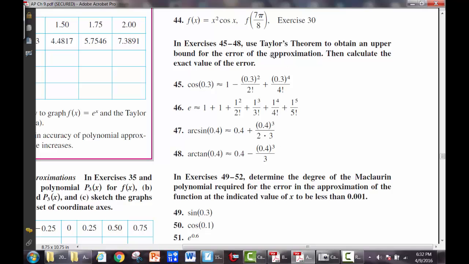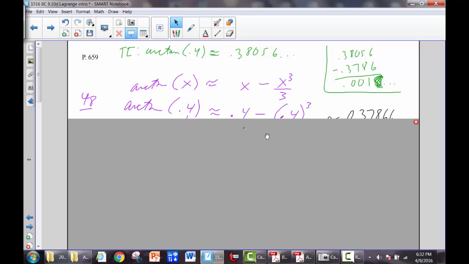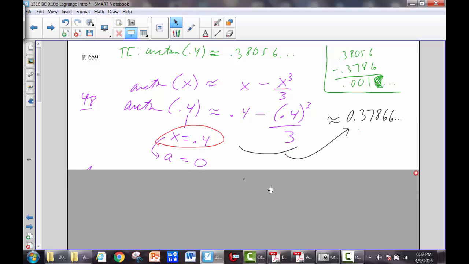So here's number 48. It says use Taylor's theorem, don't worry about that, to obtain an upper bound for the error, which is the maximum error of the approximation. Then calculate the exact value of the error. So we have arctan of 0.4, they're saying is 0.4 minus 0.4 cubed over 3. Okay? So obviously our ugly number is our decimal 0.4. It's close to 0.